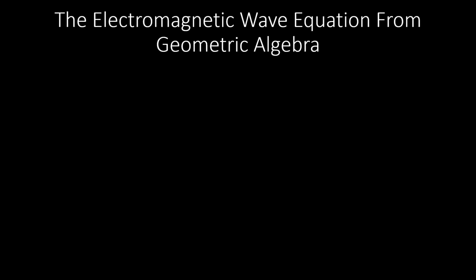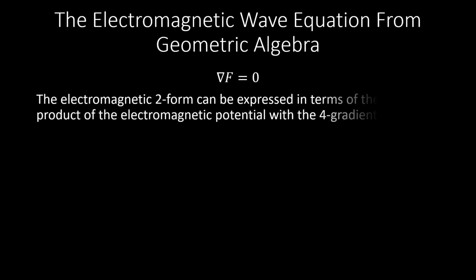So now let's look at the electromagnetic wave equation from a geometric algebraic perspective. We'll take a look at the vacuum case, in the specific instance with the space-time derivative acting on our 2 form. The electromagnetic 2 form can be expressed in terms of the outer product of the electromagnetic potential with the 4 gradient. We can call this a bivector if we want to. If we want to be a little bit more specific in terms of geometric algebra, we would often call this a bivector and not necessarily a 2 form, but we know what we're talking about here. It's a form of dimension rank 2, so let's just think of it that way.